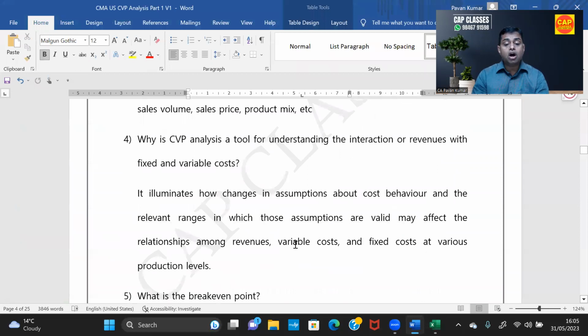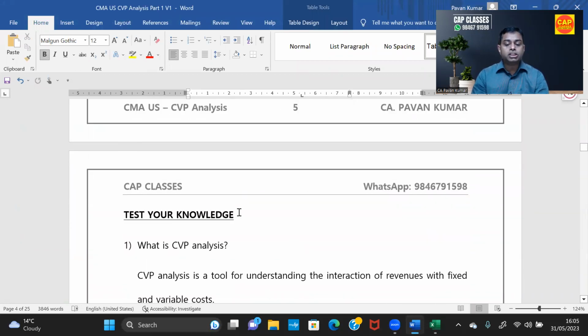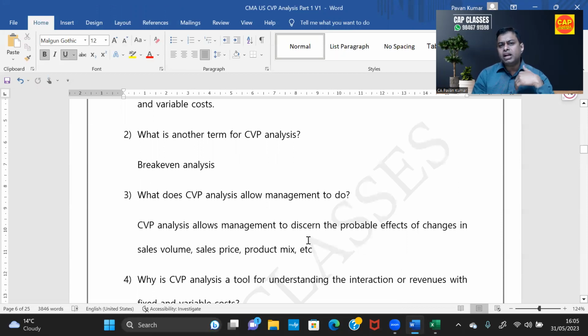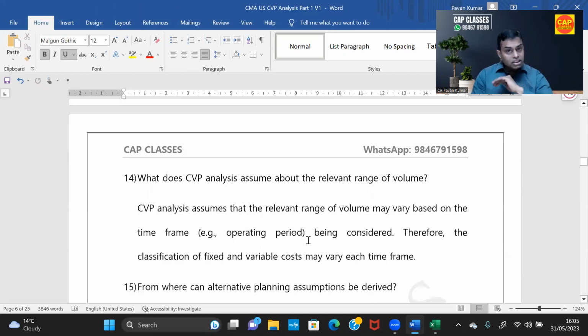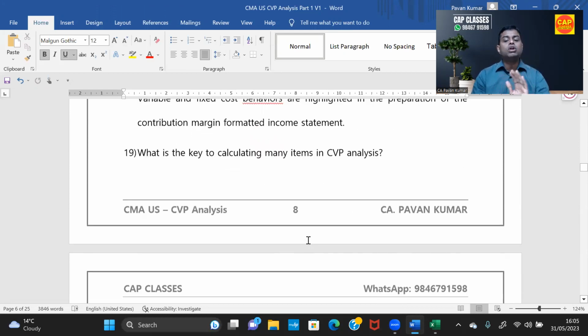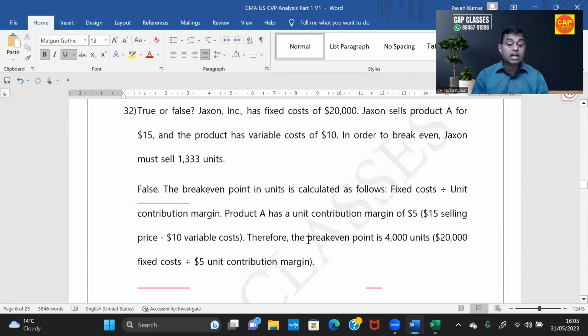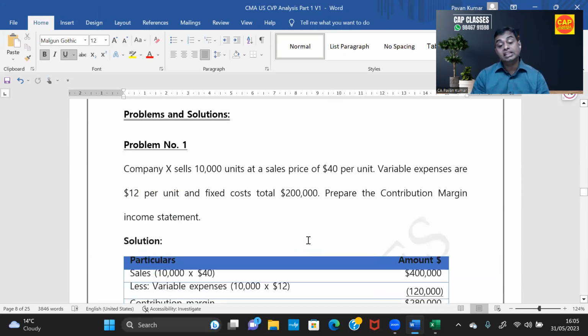After all this discussion, I have given test your knowledge, because in CMA US you'll have so many MCQs. From all the theory we have discussed till now, I have given so many questions. All these questions are covered in the class. This is only for your revision. Then there are some problems and solutions. This we'll see.